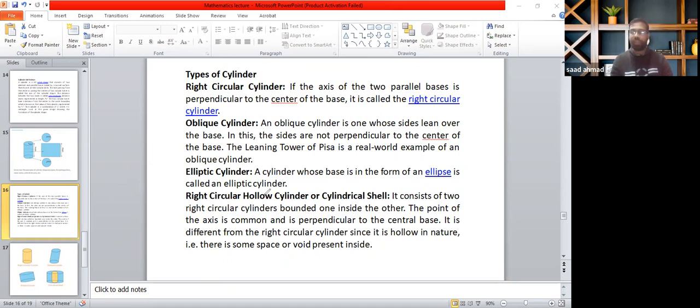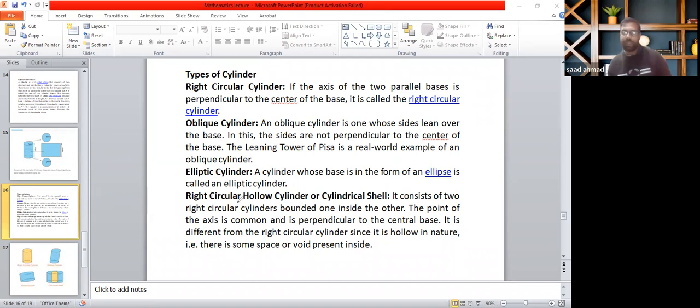The next one is an elliptic cylinder, a cylinder whose base is in the form of an ellipse. There's a difference between a circle and an ellipse. This is like an ellipse. In an ellipse, this distance is more, this distance is less. They are not equally distant from the center. All the points are not equally distant from the center. So this one is an elliptic cylinder.